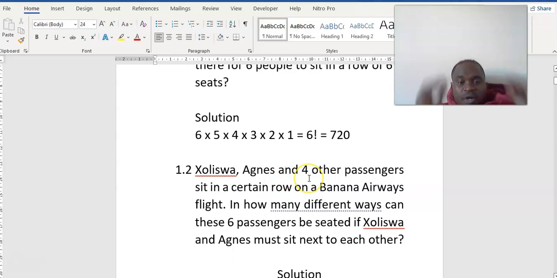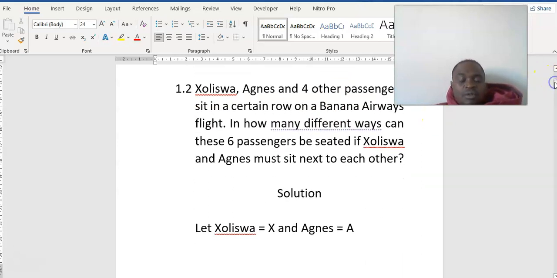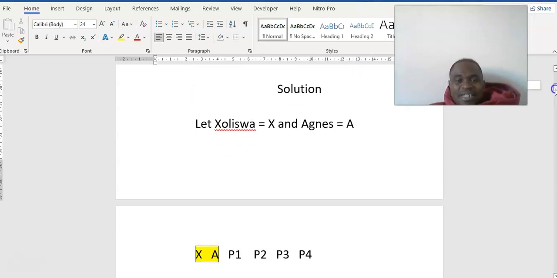Koliswa, Agnes, and 4 other passengers sit in a certain row on a Banana Airway flight. In how many different ways can the 6 passengers be seated if Koliswa and Agnes must sit next to each other? So it means Koliswa and Agnes must be together. Koliswa may come first and Agnes second, or Agnes may come first and Koliswa second. That will be the sitting arrangement.